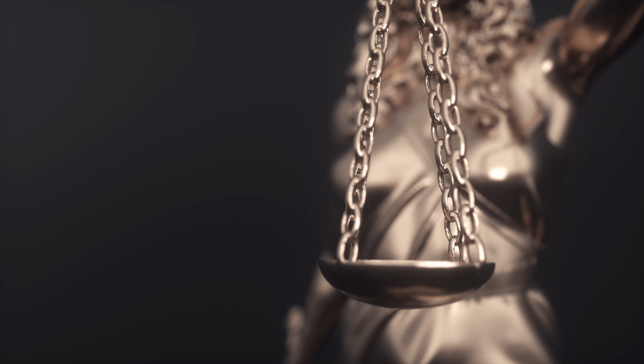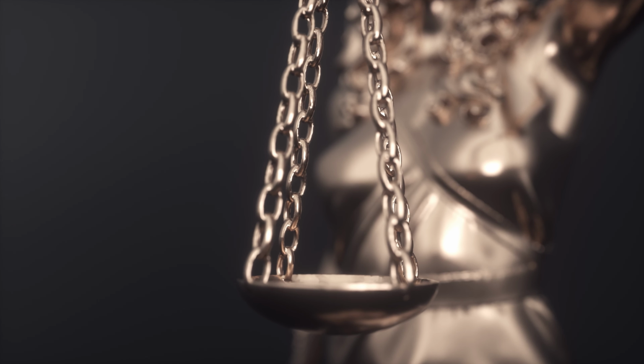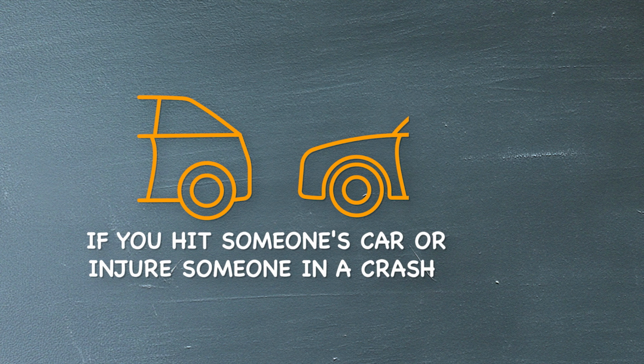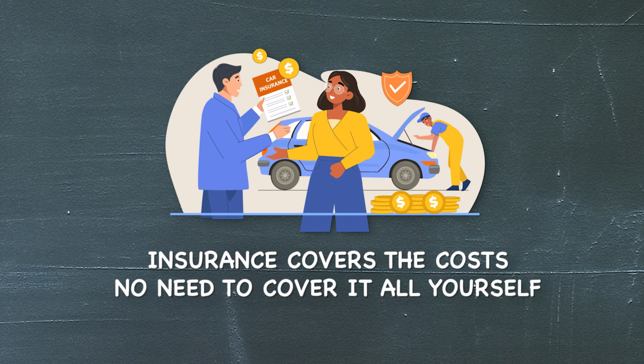The first and most important part of your insurance policy is something called liability coverage. Liability coverage is usually required by law because it protects other people from the damage you might cause. If you were to cause an accident, your liability coverage will pay for the other person's car repairs and their medical bills up to the limits of your policy. This means if you hit someone's car or injure someone, your insurance steps in to cover the cost so you don't have to pay everything out of pocket.